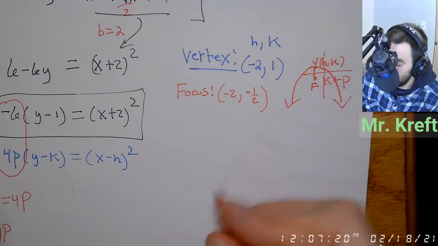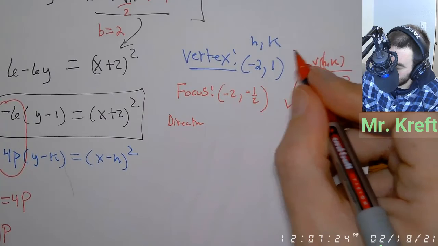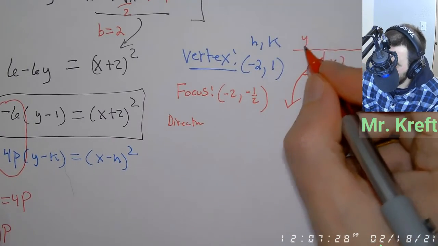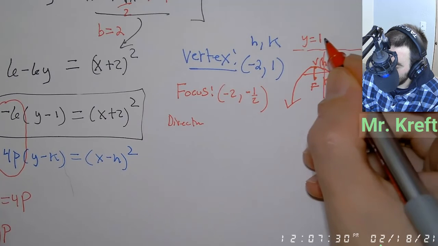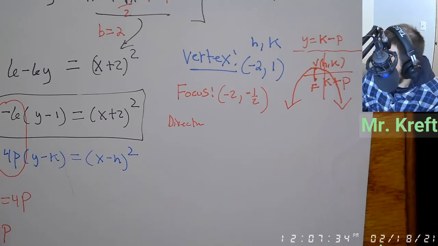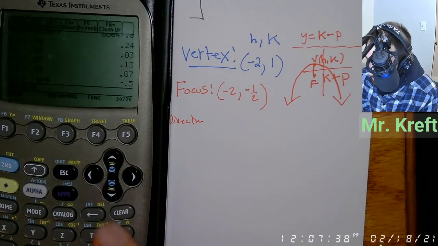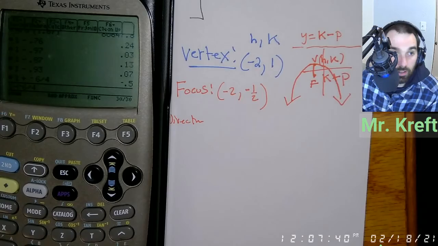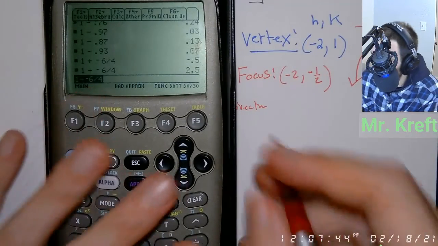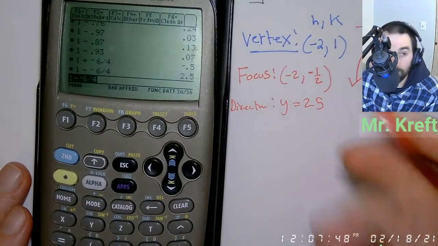Okay, so that's how I did that. And then my directrix is going to be above. It's going to be the opposite direction. So if I added P here, then this is going to be K minus P. So I would take 1 minus negative. Can you guys see I'm just changing it to a minus? So then I get 2.5. So this is Y equals 2.5.